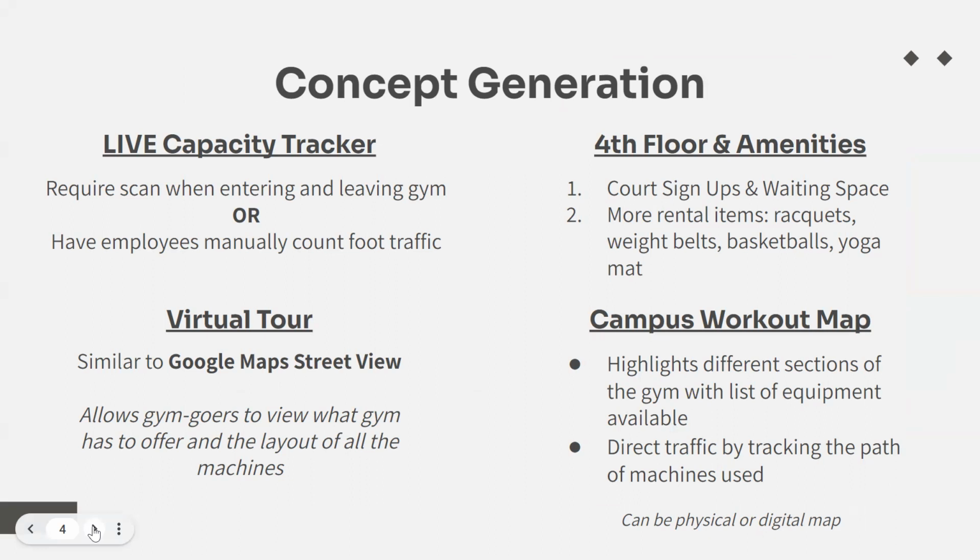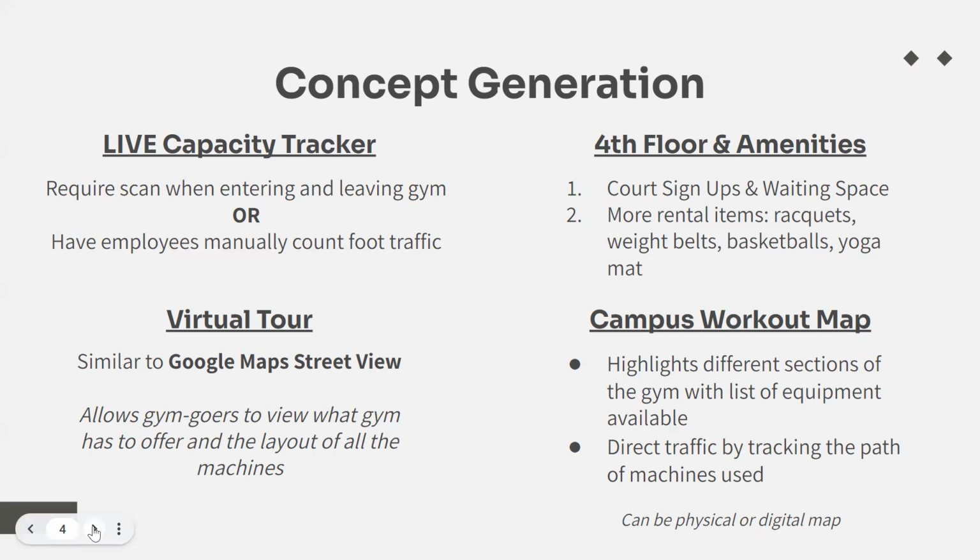Another idea to help improve gym experience was to introduce a virtual tour of the gym. This concept would be similar to Google Maps Street View, where users are able to click and see what the gym layout looks like. We also thought to target amenities in the fourth floor by implementing a court sign-up sheet, where individuals are able to reserve certain courts during the week, as well as more rental options for people who forgot to bring a basketball or yoga mats to the gym.